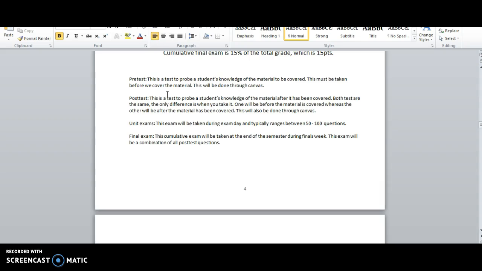The pretest and the post-test will be taken while you are not in class. You can do it on a computer, on your cell phone, wherever. It doesn't matter, as long as you take it within the appropriate time slot.